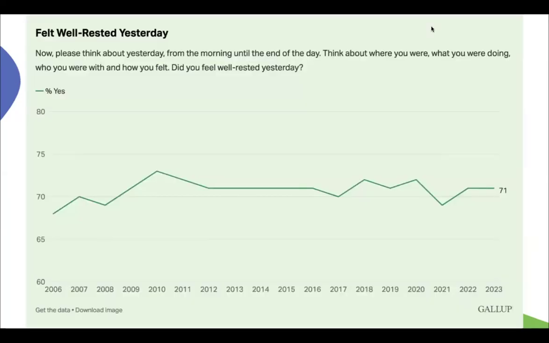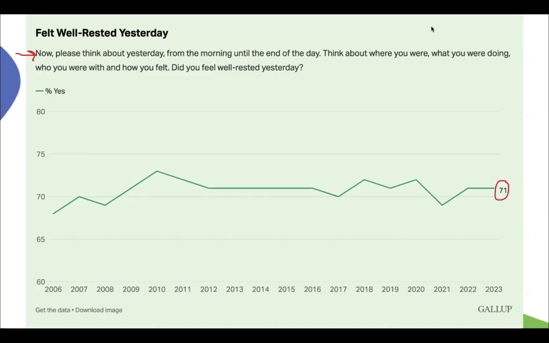This is the data in a visual form. So here's the question that gets asked to the individual taking the survey. Now, please think about yesterday from the morning until the end of the day. Think about where you were, what you were doing, who you were with, and how you felt. Did you feel well rested yesterday? And how the person answered yes or no is used to construct the index for feeling well rested.